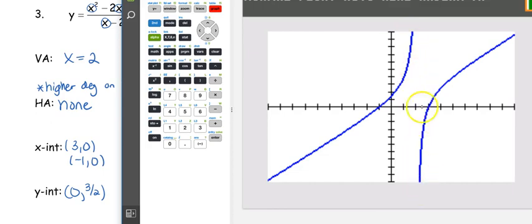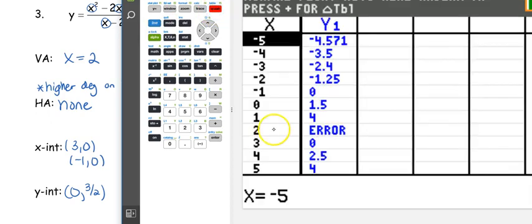So we want to get our points. If our vertical asymptote's at 2, when we go to our table, there it is. Remember, when you see the error message, that's representing your asymptote. So we're going to use the 3 points to the left of it and 3 points to the right of it. Go ahead and press pause and finish up your graph.